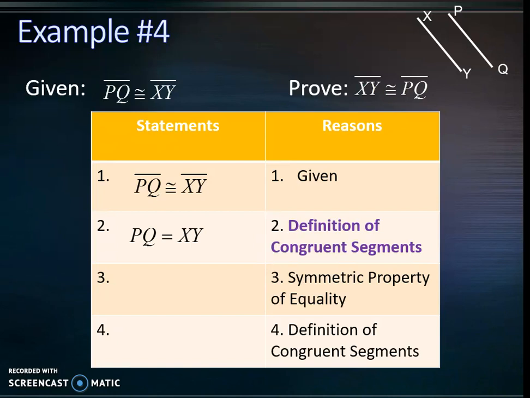Next one, we're going to write definition of congruent segment using these two pictures. So congruent segment means PQ is equal to XY. Symmetric property of equality, that means you're going to switch. So just switch it. And then last one is prove. You prove that XY and PQ are congruent, the segment.